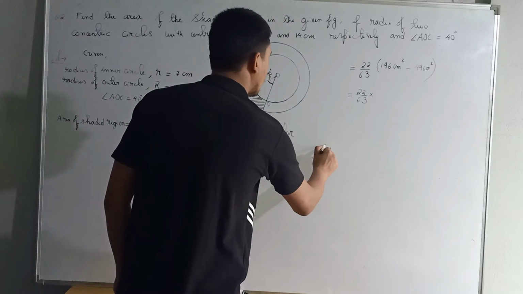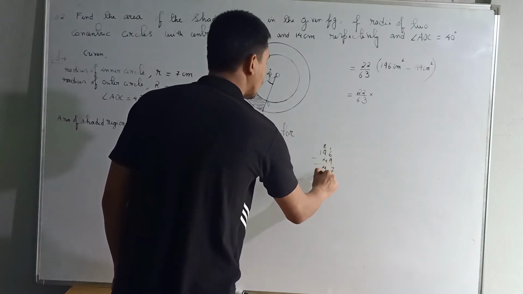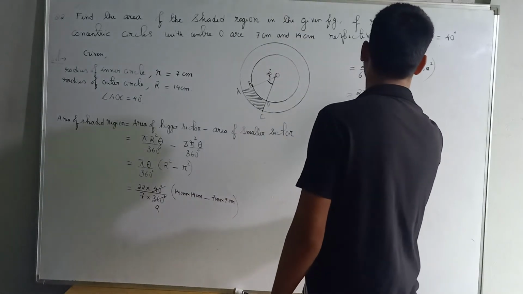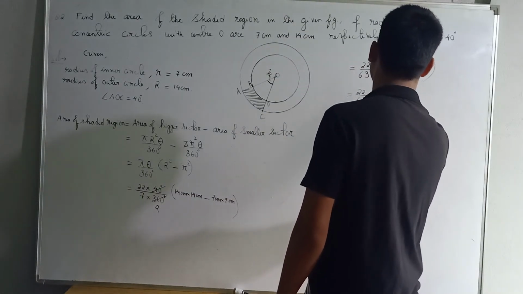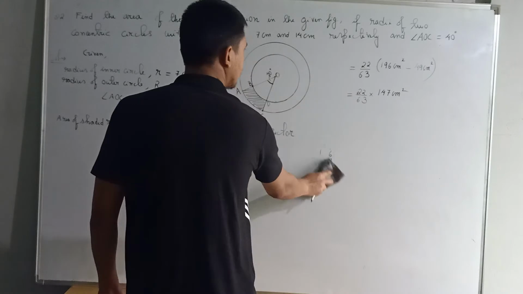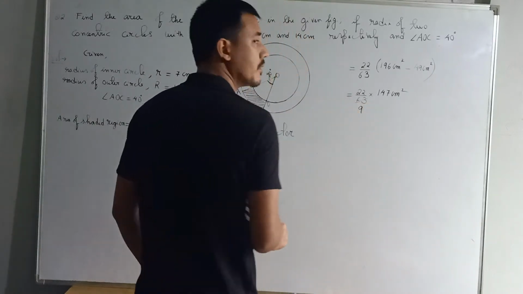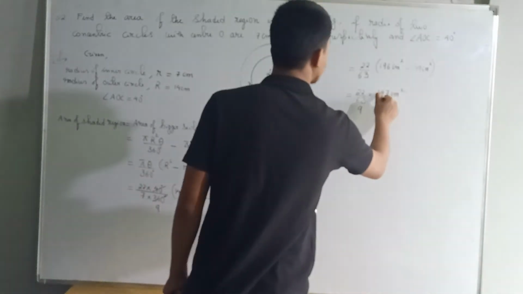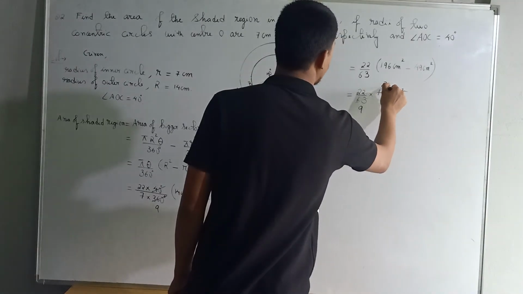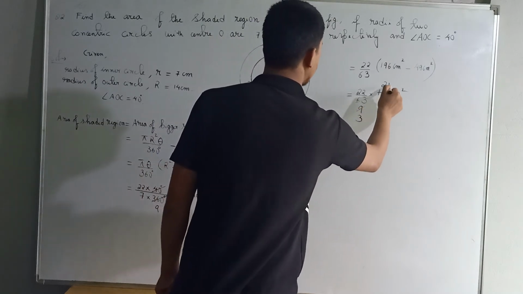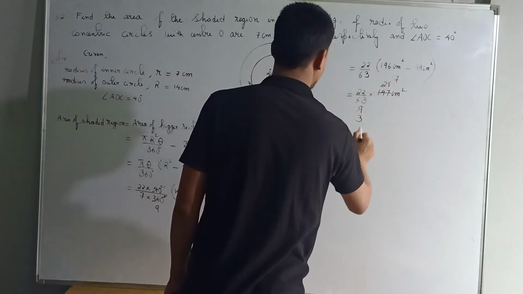We have 8 over here, 8 minus 4, 4, and then we have 1. So times 147 centimeters square. So 9 times is 63, alright. 2 times is 14, 1 times is 7. 3 times is 9, 7 times is 21.